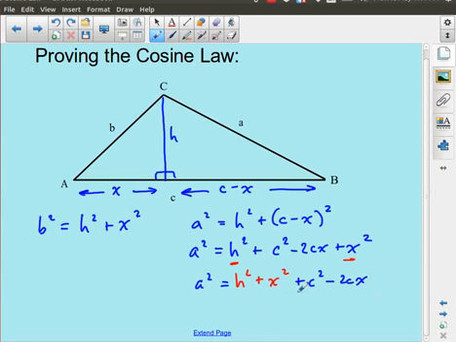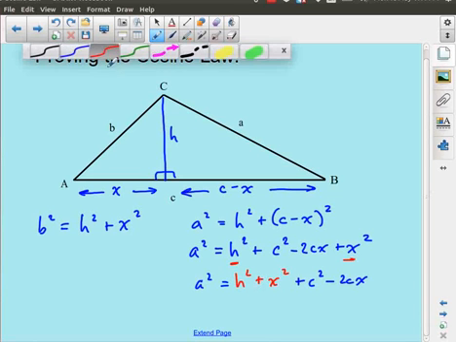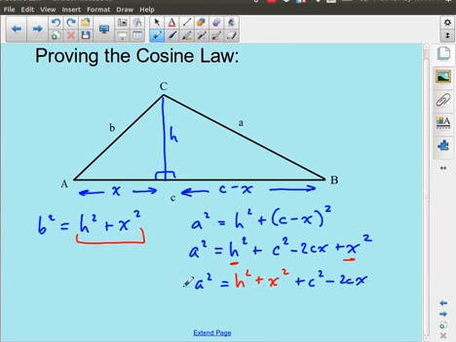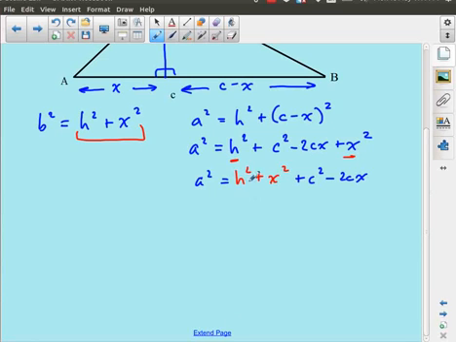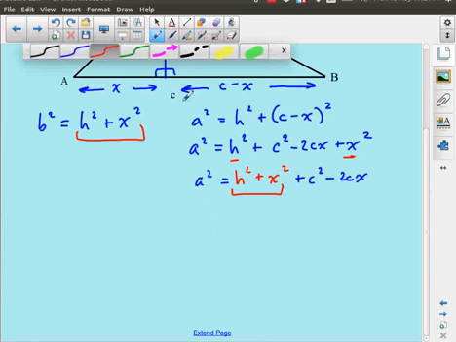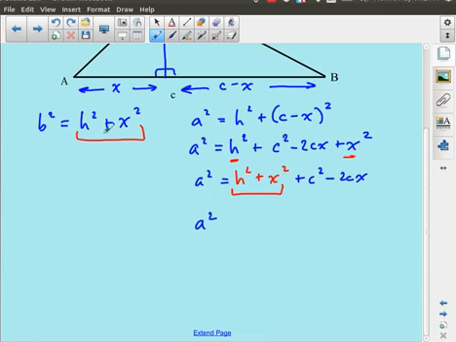And by doing this, I end up with h squared plus x squared, which means I can replace h squared plus x squared with b squared. H squared plus x squared is equal to b squared. So a squared is equal to b squared plus c squared minus 2cx.